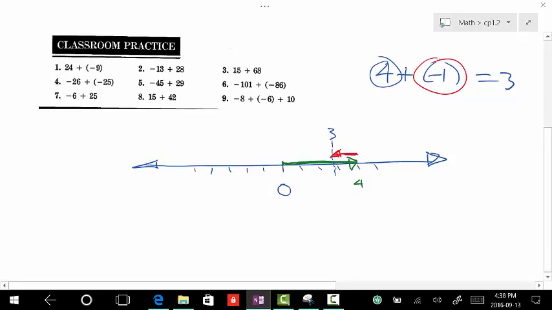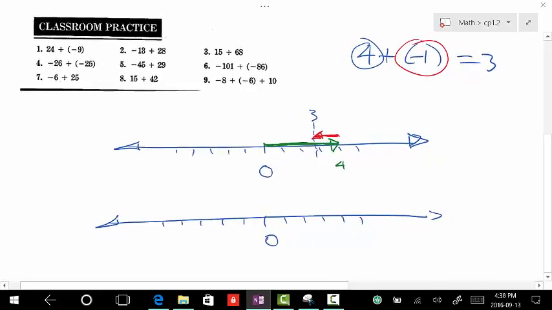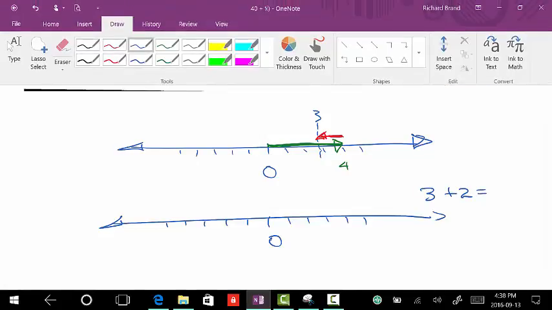Okay, so what happens if I have another number line? I have 0 in the middle, and I put my hash marks down there. And I'm going to do the following addition: 3 plus 2. Well, we all know that's 5, but I'm going to do it with arrows. So watch this. I'm here.